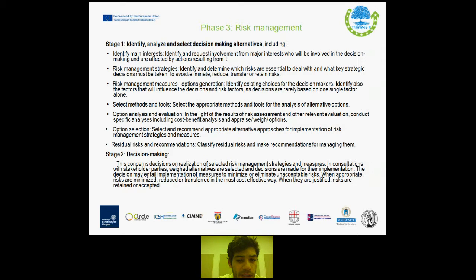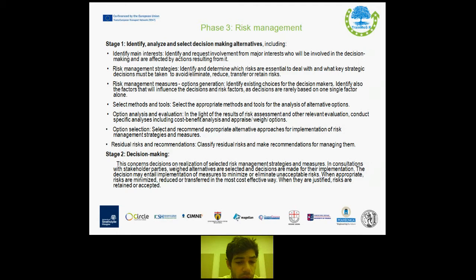Options generation, where you identify existing choices for the decision makers. Identify also the factors that will influence the decisions and risk factors, as decisions are rarely based on a single factor alone. Then select the methods and tools utilized for the analysis of alternative options.